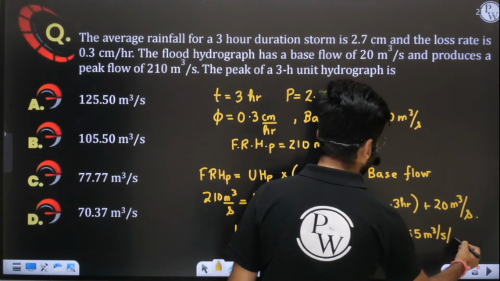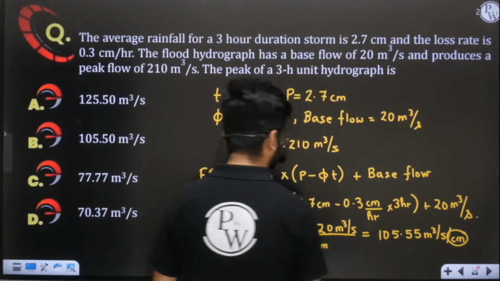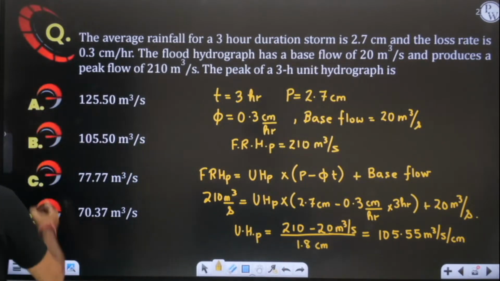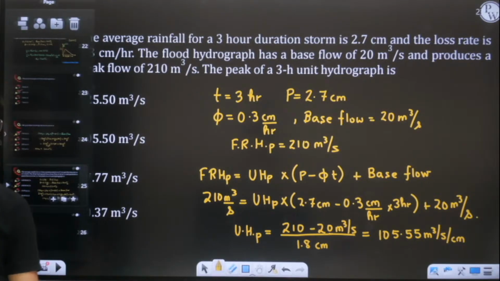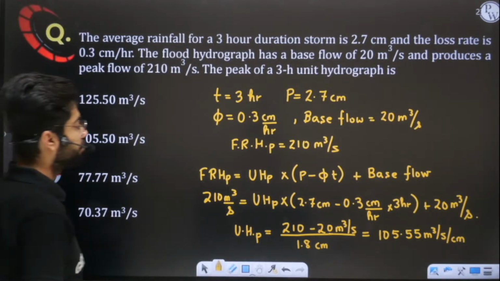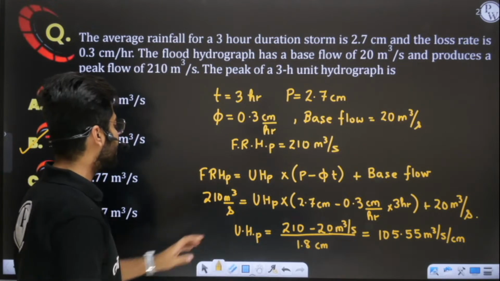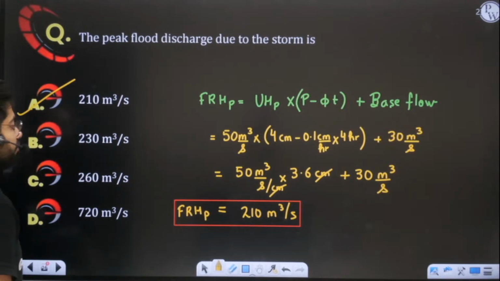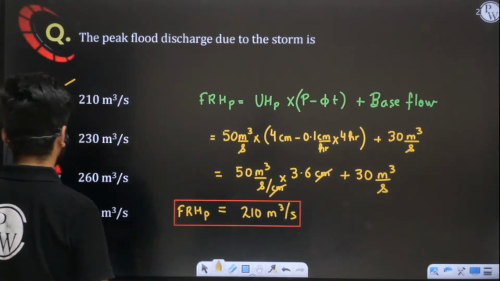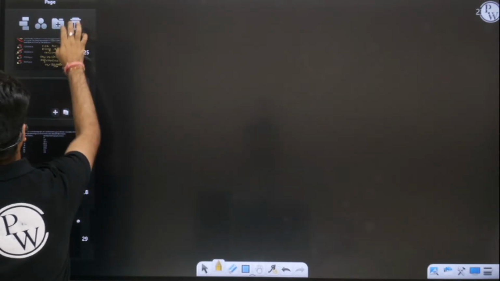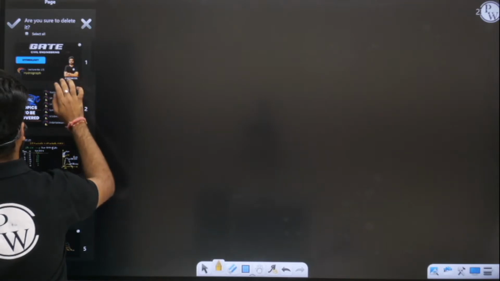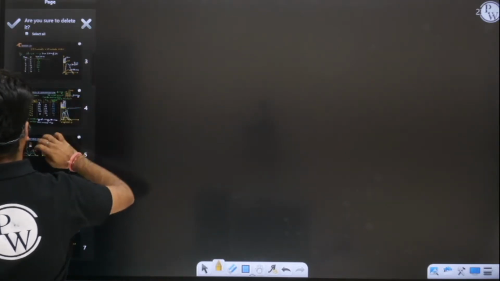Per centimeter means that for every 1 centimeter effective rainfall depth, this is the discharge which we will be getting. So we have solved one question in which we have found out the unit hydrograph and one question in which we have found out the flood runoff hydrograph. These are very important questions. That's why I am making you solve this one. These are very important when it comes to your GATE examination, because these kinds of questions have been framed many times in your GATE examination.